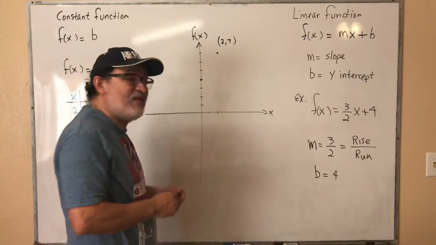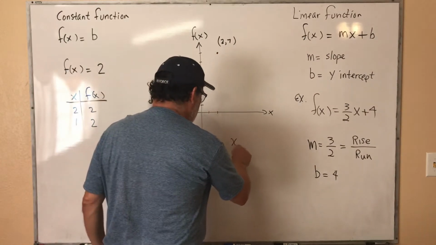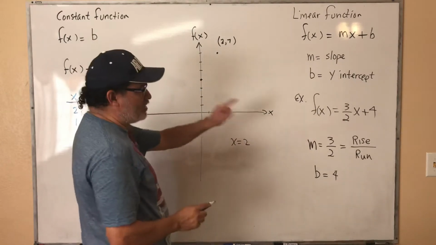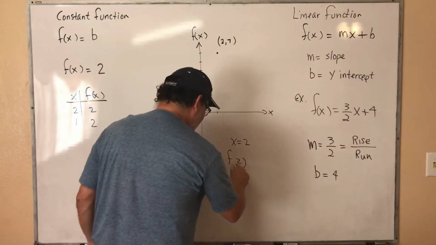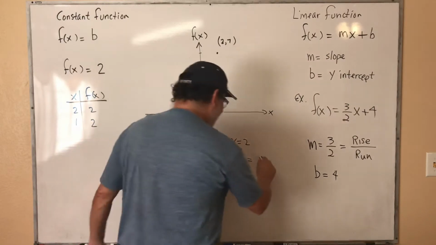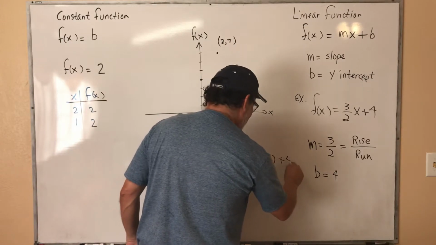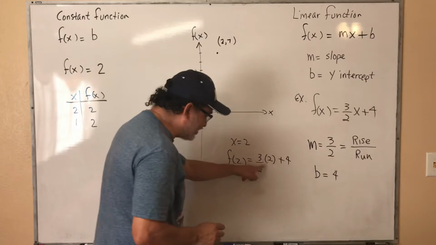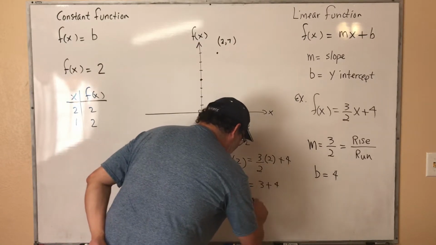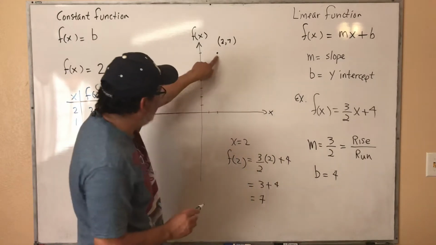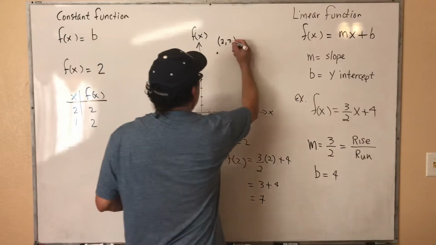Watch. If you don't believe me, watch this. X equals 2. I'm going to plug in 2 into this function, which is what? 3 over 2 times 2 plus 4. The 2's cancel, and we get 3 plus 4, which equals 7. You see that? 2 and 7.